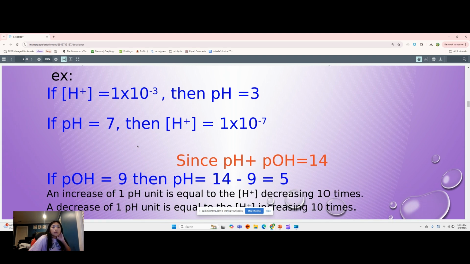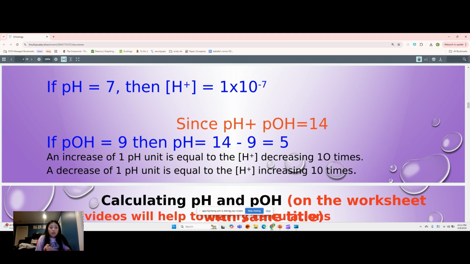Okay, so what you're going to do is whatever your pH ends up being, you're going to look at that power. So in this case, the power is negative 3, that means your pH is 3. Over here, you're looking at your power. If your pH is 7, your power is going to be negative 7. And remember, when you're finding the concentration of your hydrogen ion, that's your pH.